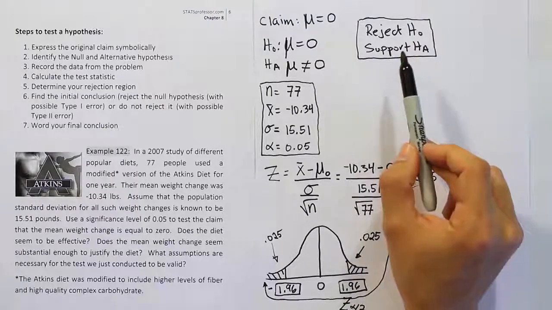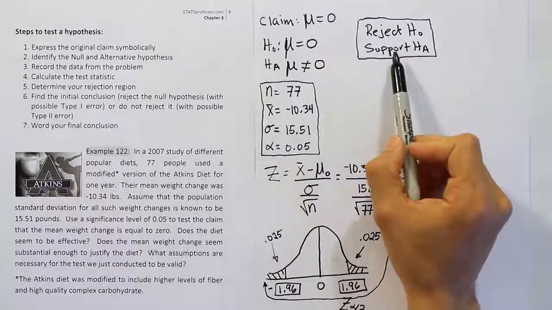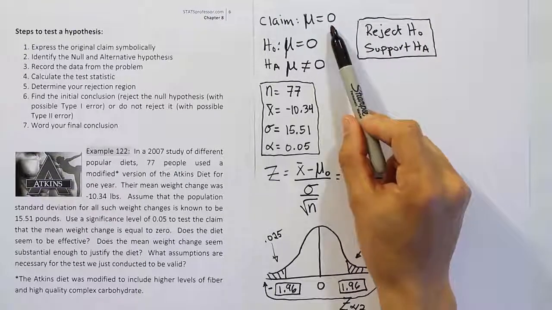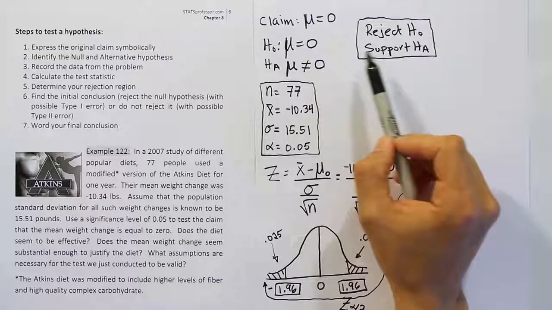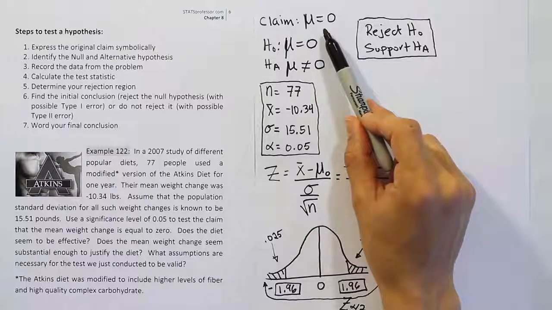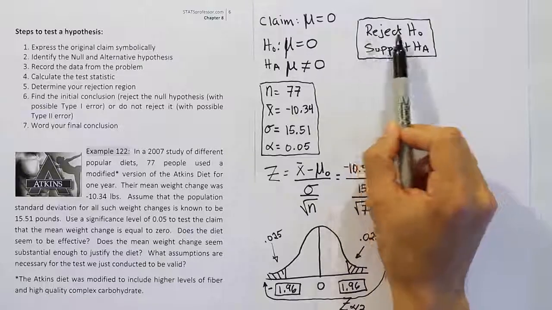But for the final wording of your answer, which is our last step, step 7, you have to make sure that you address the claim itself, not HO or HA. So what I mean by that is look at your claim and say to yourself, okay, I'm either going to use the phrasing that I reject it or I support it. That's what I have to figure out next.